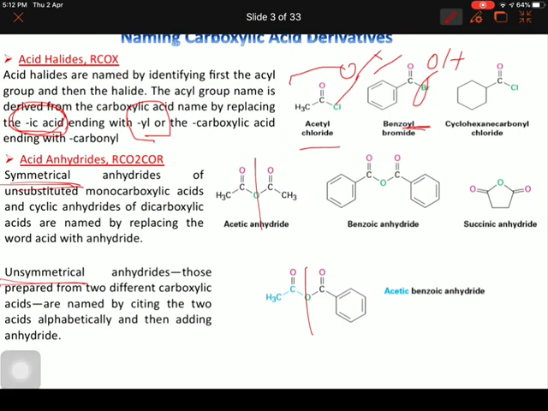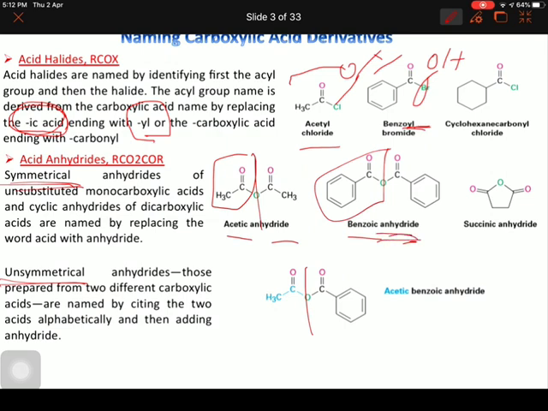For the first one, the naming is the same as carboxylic acid. We just put the word anhydride at the end, like this one. This part is acetic acid, so we say acetic anhydride. This one is benzoic acid, we say benzoic anhydride. We just replace the word acid with the word anhydride.